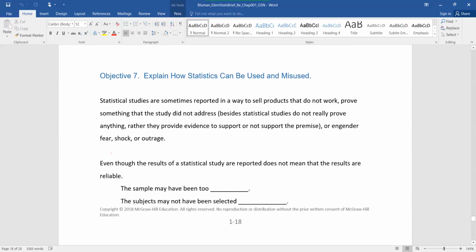All right, so we'll actually stop here and pick up tomorrow. This will be a great time to work on your chapter 1 homework. There's only uses and misuses of statistics left.